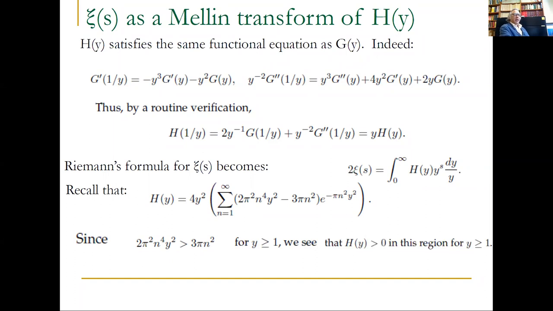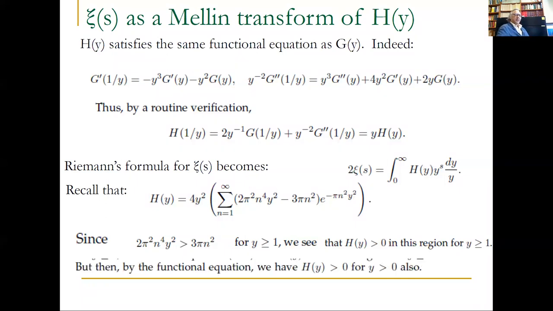We see that h of y is positive in the region y bigger than or equal to 1. But because h of y satisfies this functional equation, h of 1 over y is y h of y. Therefore, it satisfies a positivity condition for y positive as well. So in other words, the bottom line is that Tuk ξ(s) is the Mellin transform of a positive function. h of y is now a positive function.